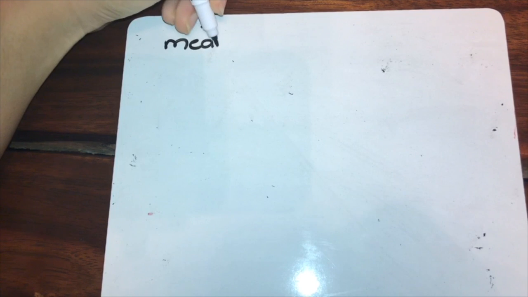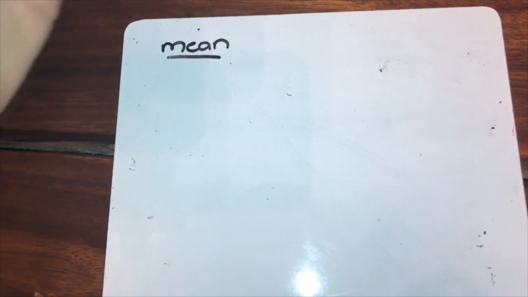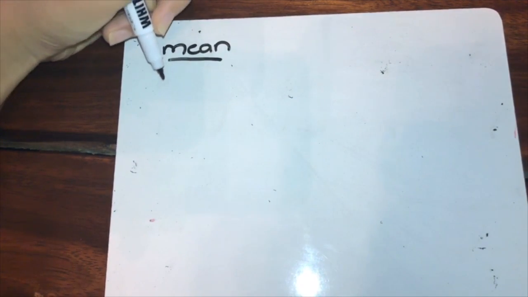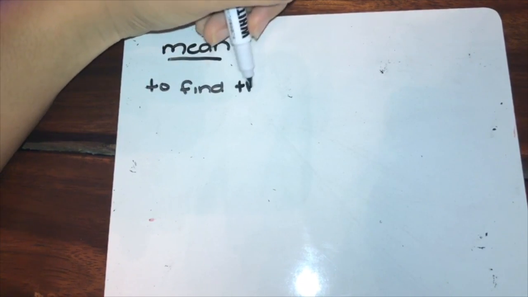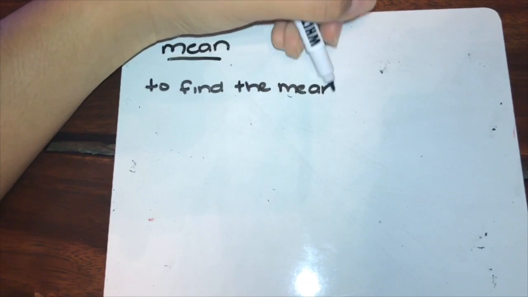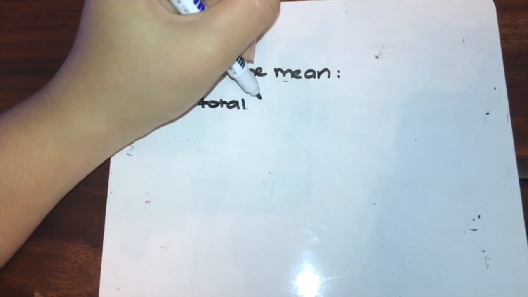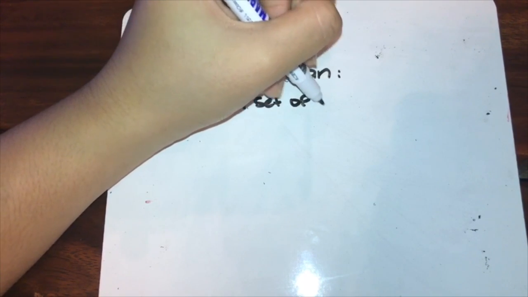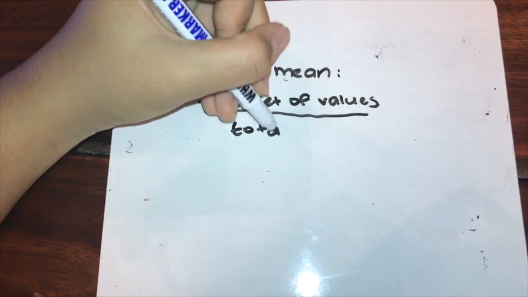Okay, so the first thing we're gonna look at is the mean. The mean is an average, along with the median and mode. To find the mean, the formula is the total set of values divided by the total number of values.